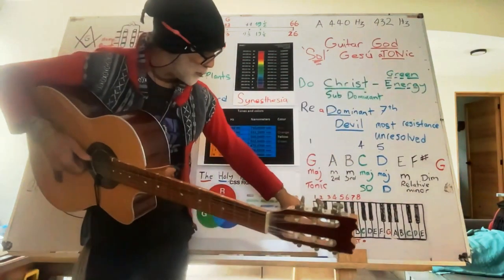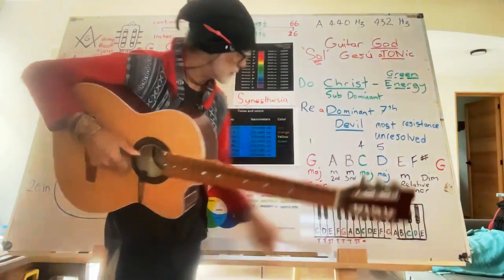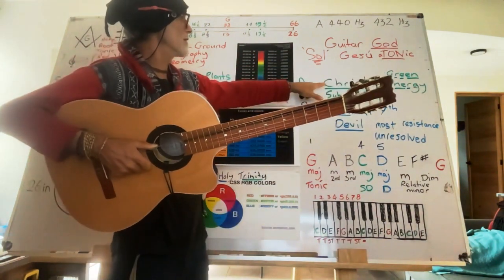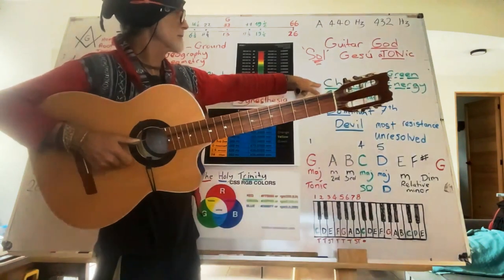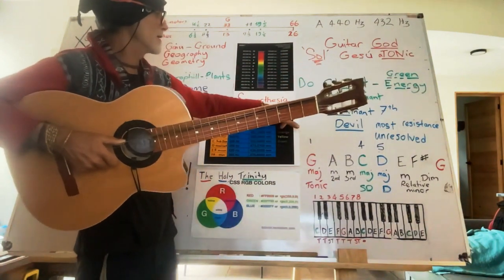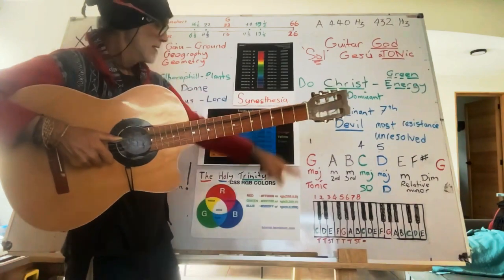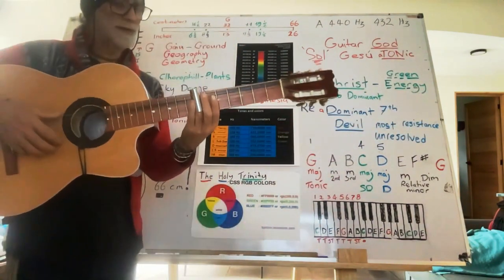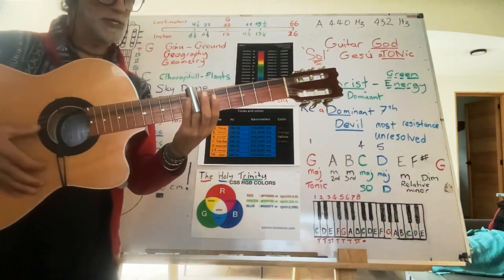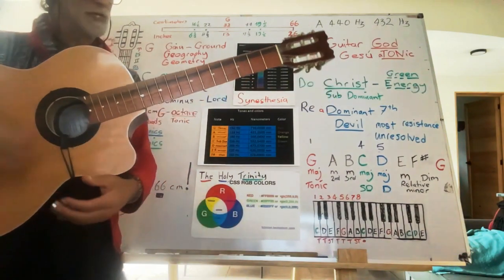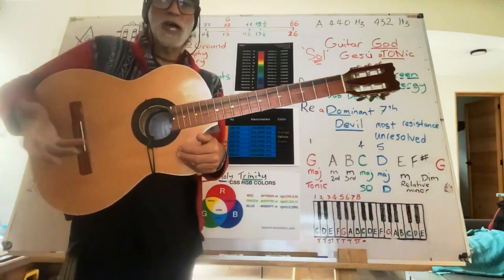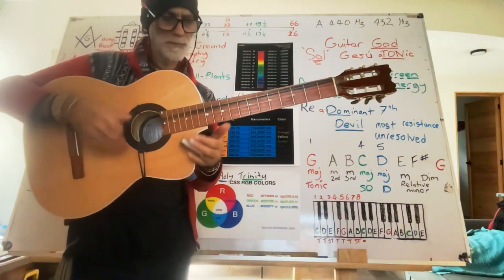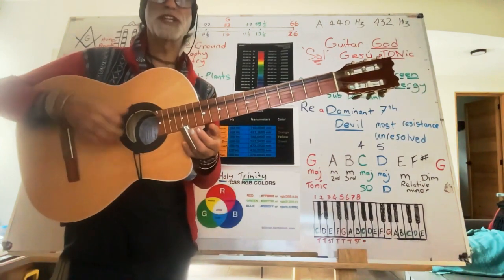So, you've got do, re, mi, fa, sol, la, ti, do. So, G is sol, the sun, right? Do is the C, the Christ. That's what I'm calling it, right? And re, the devil, the dominant, because the dominant has the most resistance. It's unresolved. See, this is resolution. This is the home base, G. You can sit on that all day.